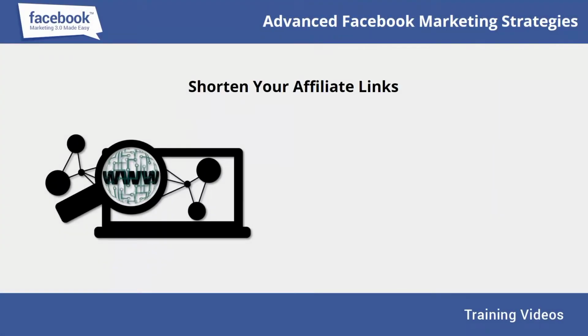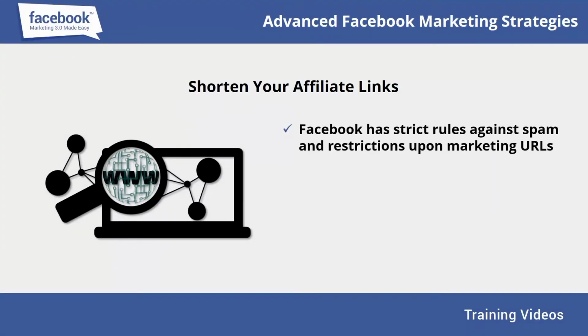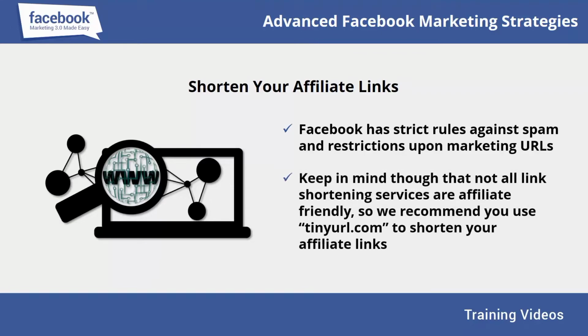Shorten your affiliate links. Facebook has strict rules against spam and restrictions upon marketing URLs. At the very least, a poorly placed affiliate link will lower your post's relevance, and at worst, you will get flagged. The best way to avoid penalties or irrelevance is by shortening your affiliate URLs. Keep in mind, though, that not all link shortening services are affiliate-friendly, so we recommend you use tinyurl.com to shorten your affiliate links.